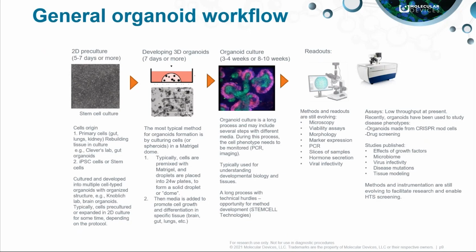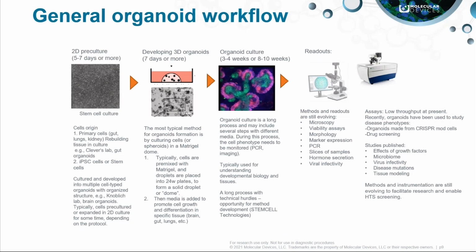Typically, cells are precultured or expanded in 2D for some time, depending on the specific workflow. Development of organoids takes at least 7 days or more. It can take several weeks or even several months. The most typical method of organoid formation is by culturing cells in Matrigel domes, where cells are premixed with Matrigel and droplets are placed into a multiple plate format.